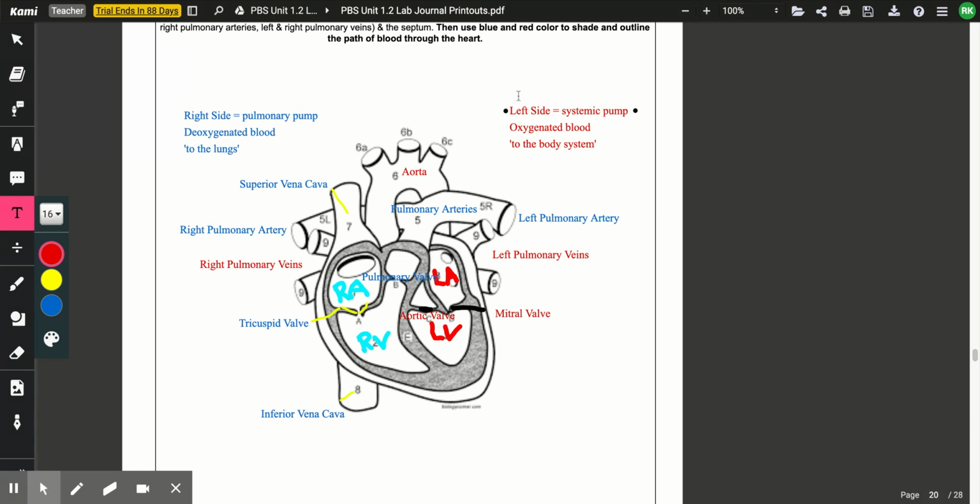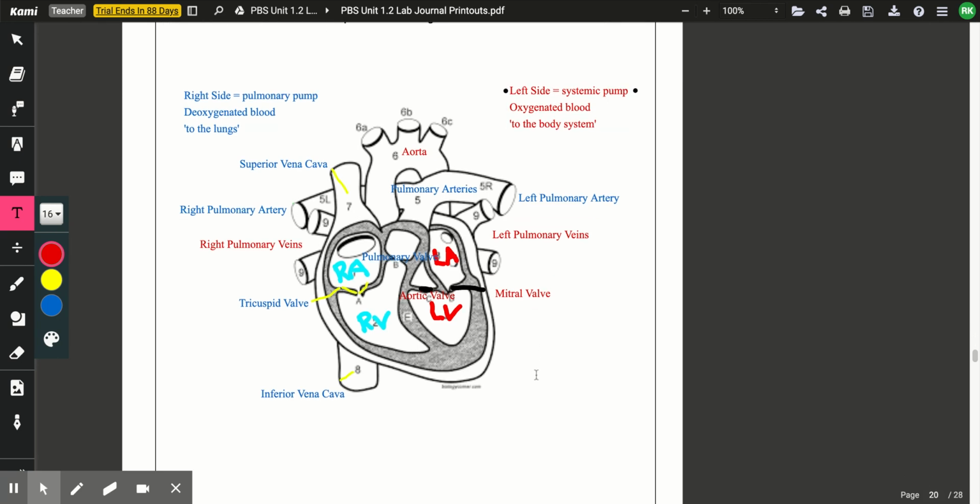Now we got the left side of the heart, which is the systemic pump. That contains oxygenated blood because it's coming back from the lungs to the heart. And the heart is going to pump that fresh blood to the whole body system, which is why it's called the systemic pump. So the heart is two pumps: pulmonary pump, systemic pump.